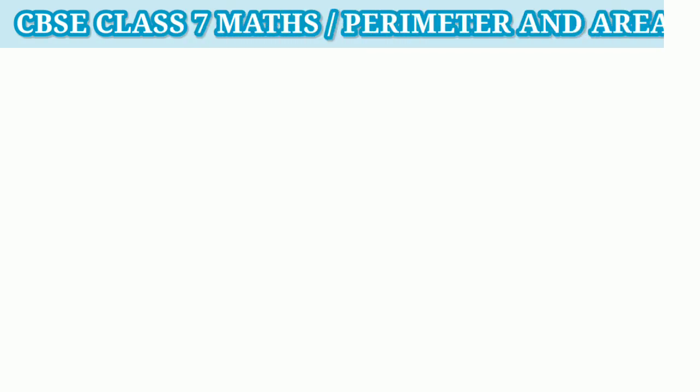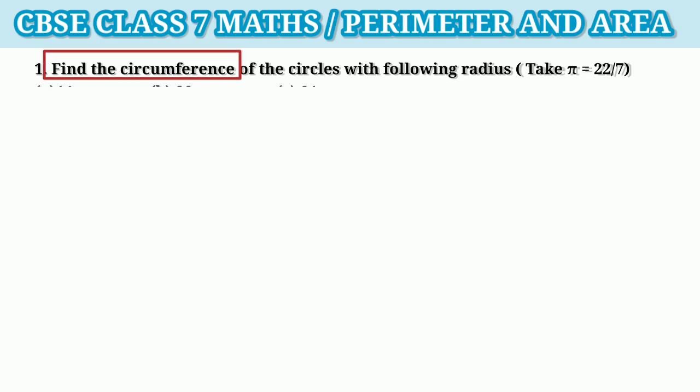Hello guys, let us do a few sums from the chapter Perimeter and Area. In this video we will be solving the first 5 sums of exercise 9.2 and the first question is: find the circumference of the circles with the following radius, and we are asked to take the value of pi as 22/7.